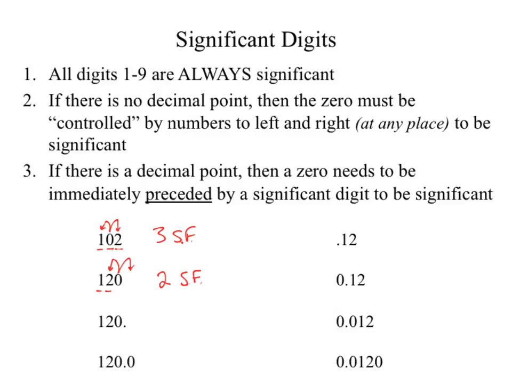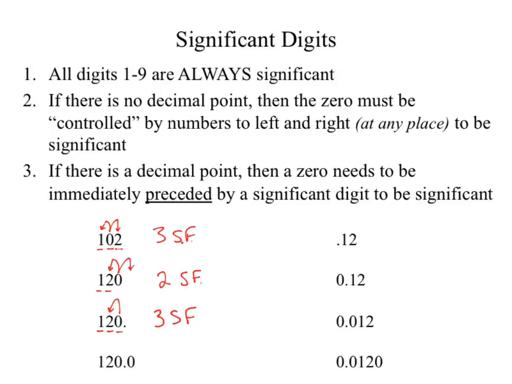Next one. 1 and 2. What's the deal with the 0? There's a decimal. New rule. Number 3. If there's a decimal point, then the 0 needs to be immediately preceded by a significant digit. So to the left of that 0, what do I have to see? A significant digit. Do I have that? What does that mean? 0 is significant. 3 sig figs.